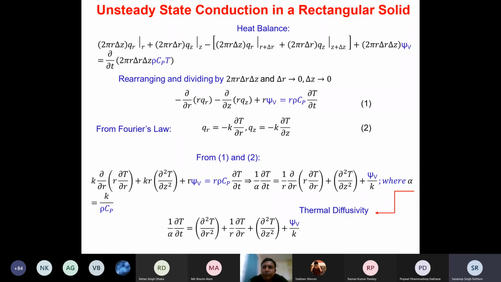Okay, now again we will be making a heat balance. So heat balance is what? Input minus output plus generation should be equal to accumulation. These two terms are the input terms, these two terms are the output terms, this is the generation term, and this last one is the accumulation term.